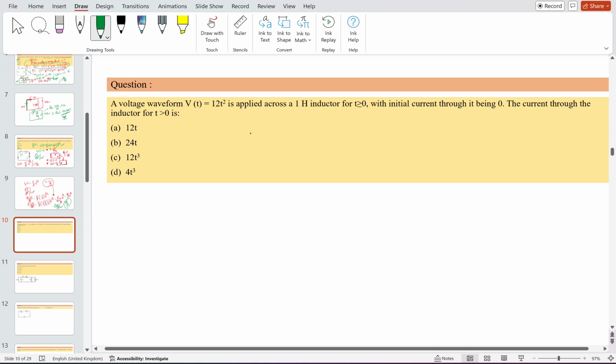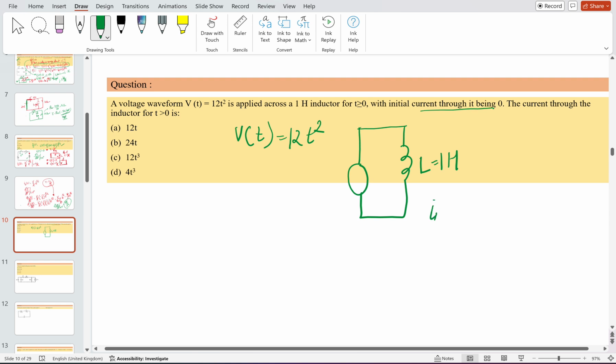In the question, it is saying there is a voltage waveform which is time dependent, and its equation is given as 12 t square. Suppose this is a voltage waveform being applied to an inductor whose L is 1 Henry and initial current through it is 0. It means that I L of 0 minus is given as 0. It is being asked what is the value of the current at t greater than 0. Okay, try to find it out.